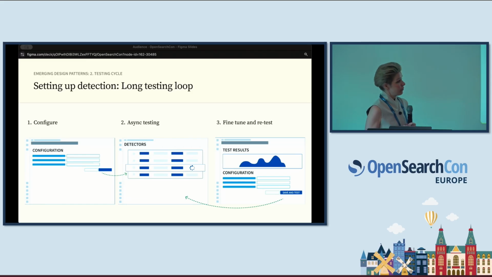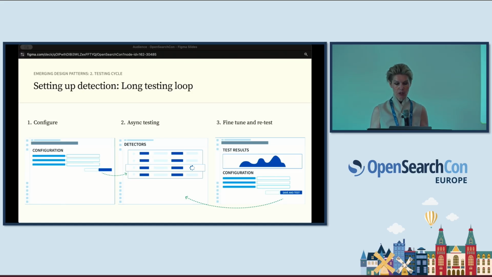So this is a variation of this pattern that is applicable for longer testing cycles. Some detector types, particularly those involving complex algorithms or large data sets, require significant processing time, maybe in minutes, to initialize and generate results. For these cases, we've implemented an asynchronous testing cycle to maintain a smooth user experience. Here, how the process works.